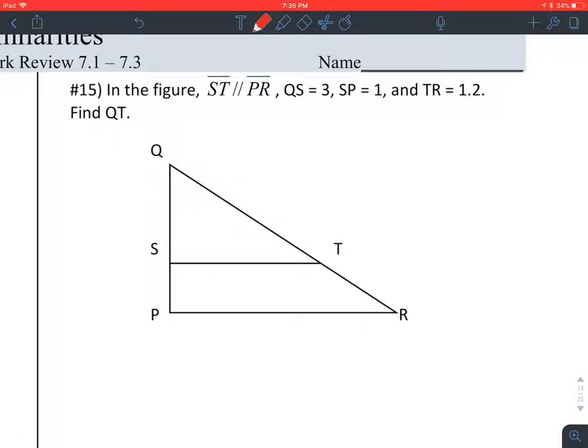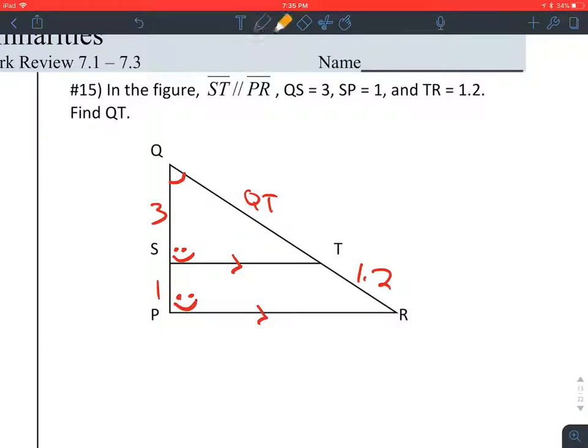Number 5. In the figure, segment ST is parallel to segment PR. QS is 3, SP is 1. TR is 1.2. Find the length of QT. Well, we should probably first decide if these figures are actually similar. Angle Q is congruent to itself. That's because congruence of angles is reflexive.